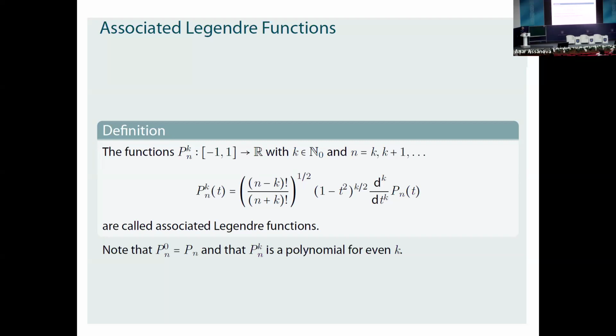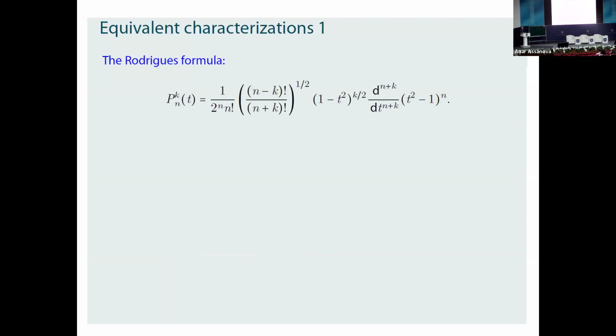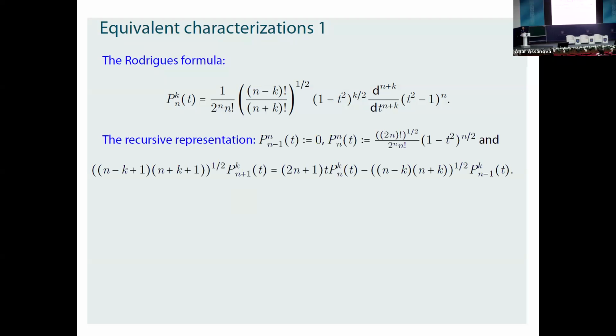But for even k, you really have a polynomial, and you also have different possibilities of characterization of these associated Legendre polynomials. Again, here is the definition by the derivatives using the Rodrigues formula for Legendre polynomials itself. We have the recursive representation.